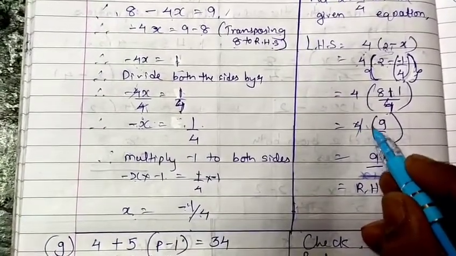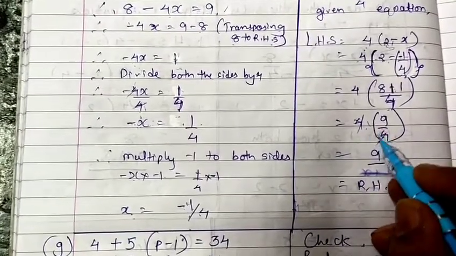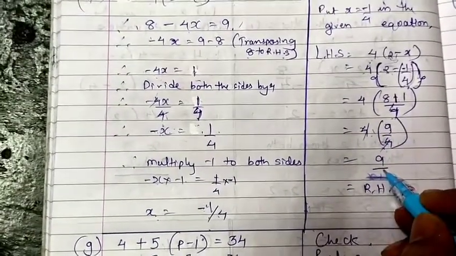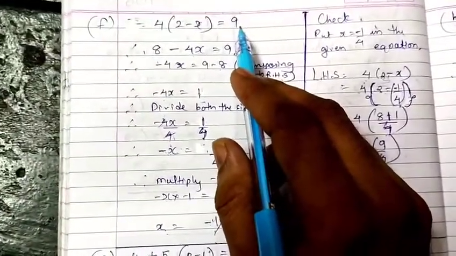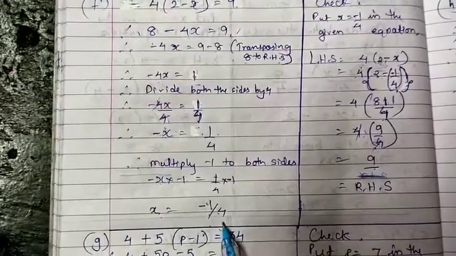Bracket means you have to multiply. So the 4 and 4 will get cancelled, and here 9 is left. And see whether in the equation you have 9. Yes, it is there in the equation on the right hand side. So we can say that this is the solution of the given equation.